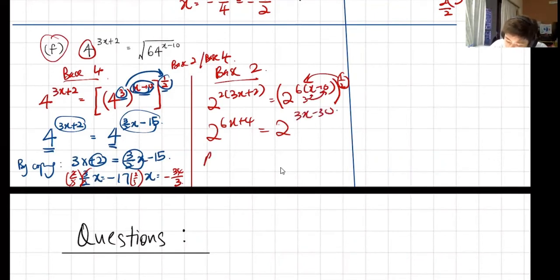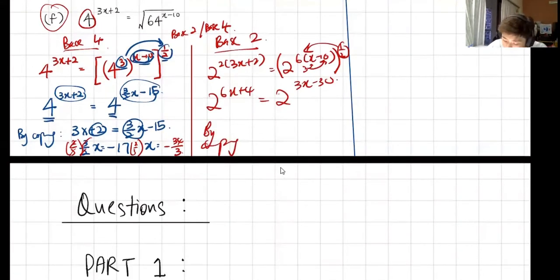Okay, so by comparing, I won't write the full sentence because I want to do it quickly so I can move on to more questions to do with you. You write 6x plus 4 is equal to 3x minus 30. So I get 3x is equal to minus 34. x is equal to minus 34 over 3.